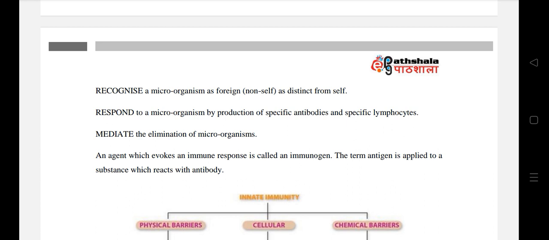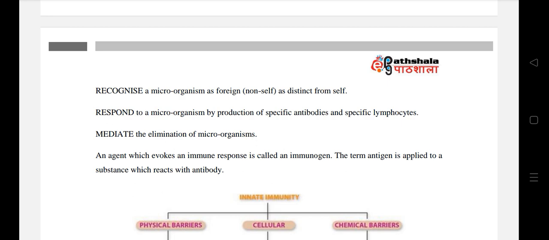An agent which evokes an immune response is called an immunogen. The term antigen is applied to a substance which reacts with antibody.